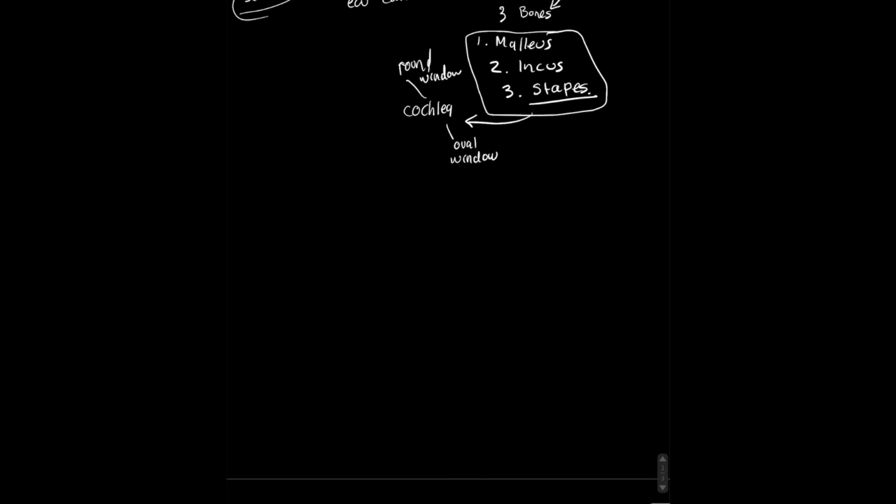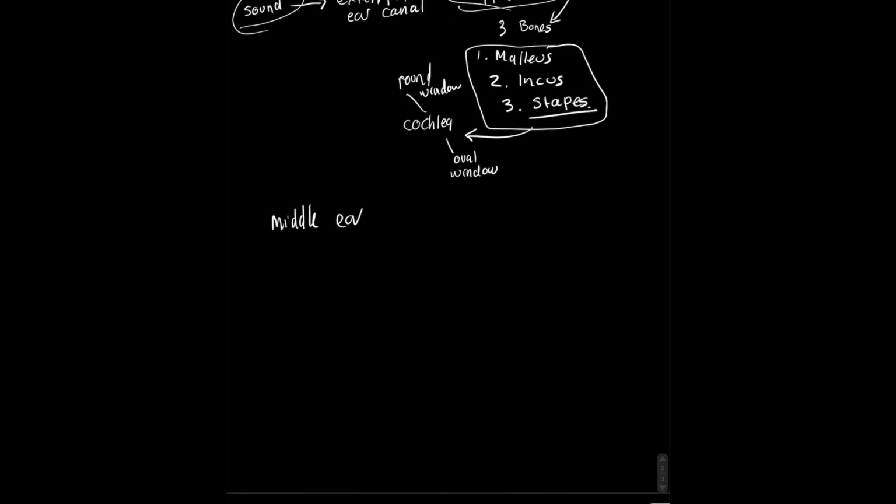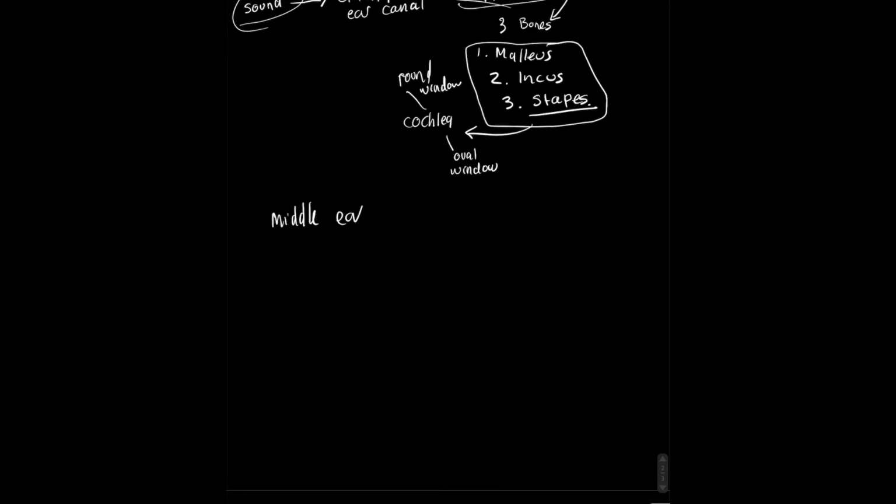So when you enter into the middle ear, you have a few things. It goes past the eardrum, and like we said, it goes into the malleus, then the incus, and then hits the stapes and enters into the cochlea through the oval window. Now, it's really important to understand that this is driven by three main factors.